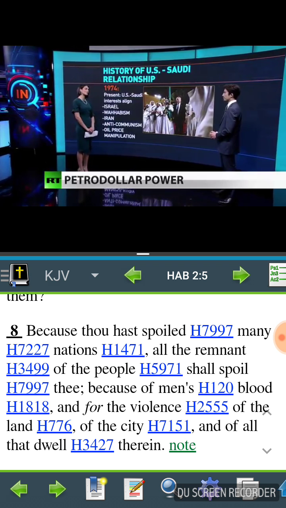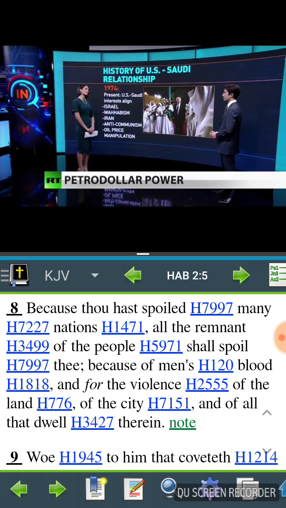And how do you determine that? Through the Spirit, all right? Verse 8, because thou hast spoiled many nations, how you spoil many nations? By robbing their oil reserves, man.